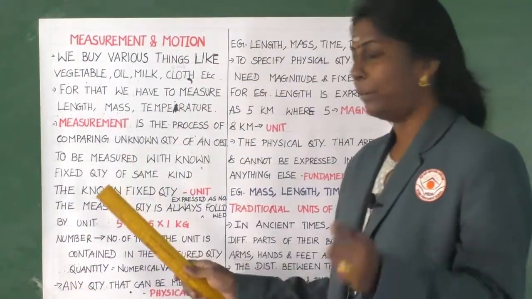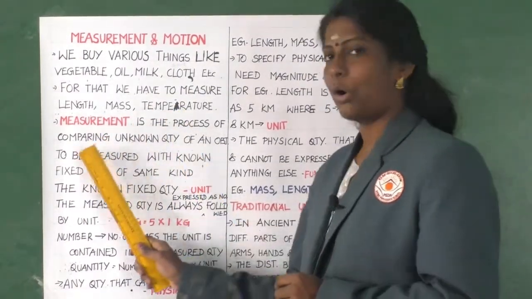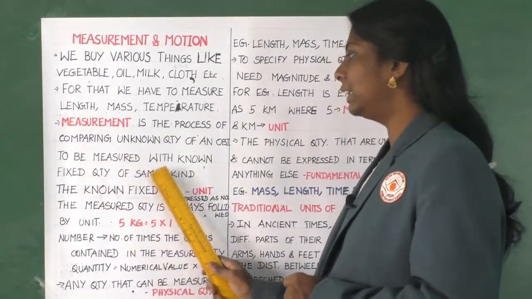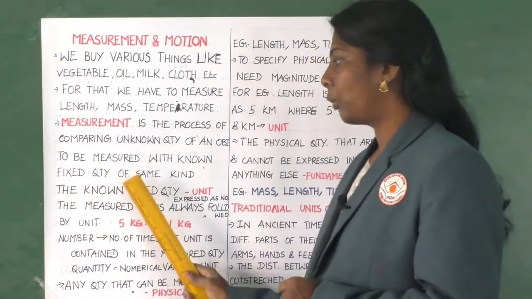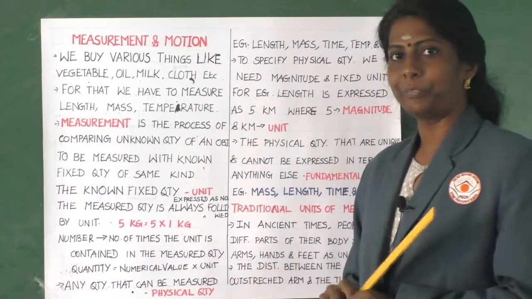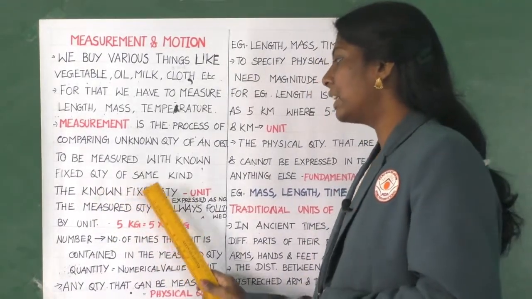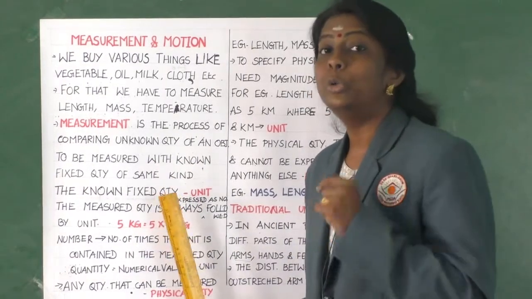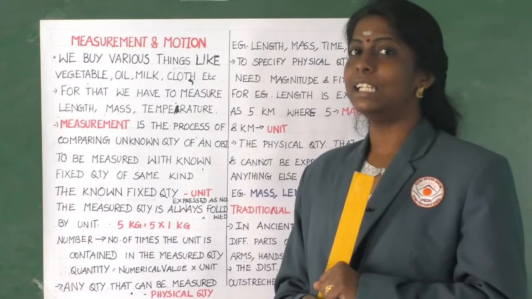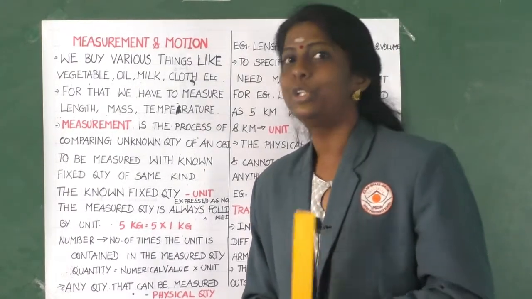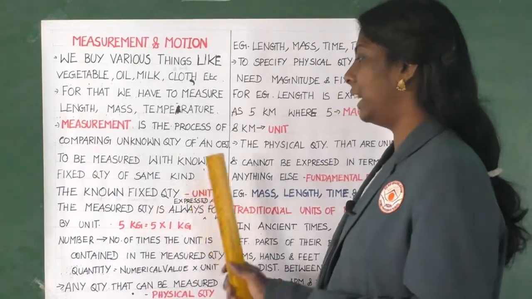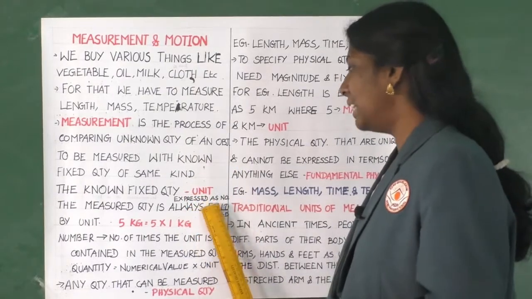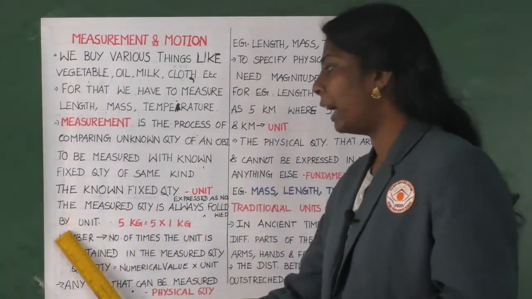Yes. So I repeat, measurement is the process of comparing unknown quantity of an object to be measured with known fixed quantity of same kind. Okay, then the known fixed quantity which is used in the measurement is said to be as unit. Clear children? Yes. Then the measured quantity is always expressed as number which is followed by unit.